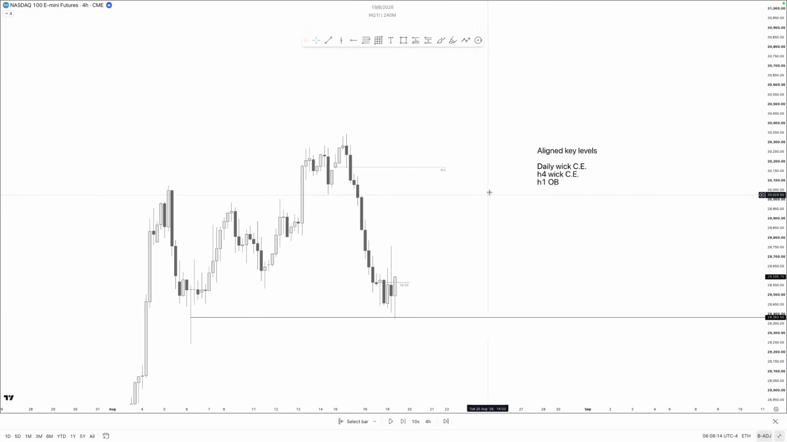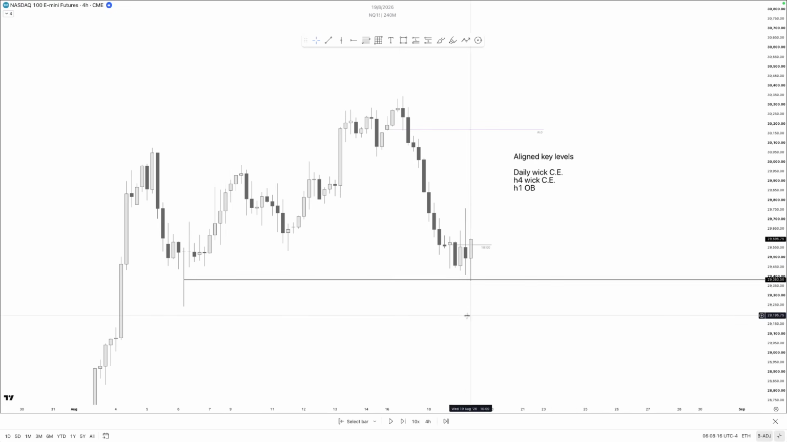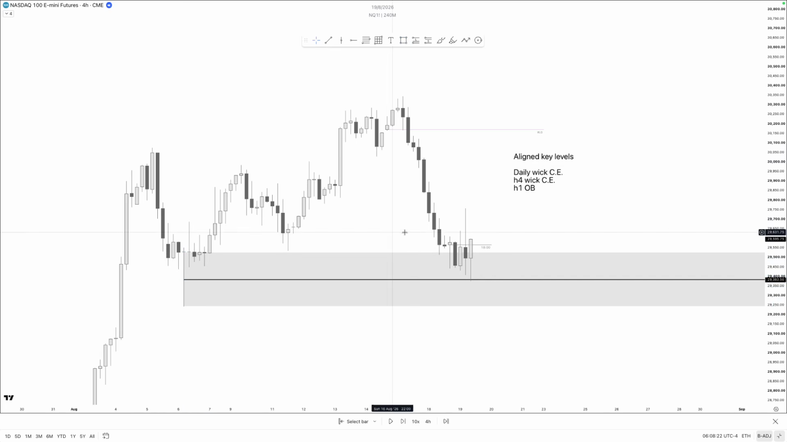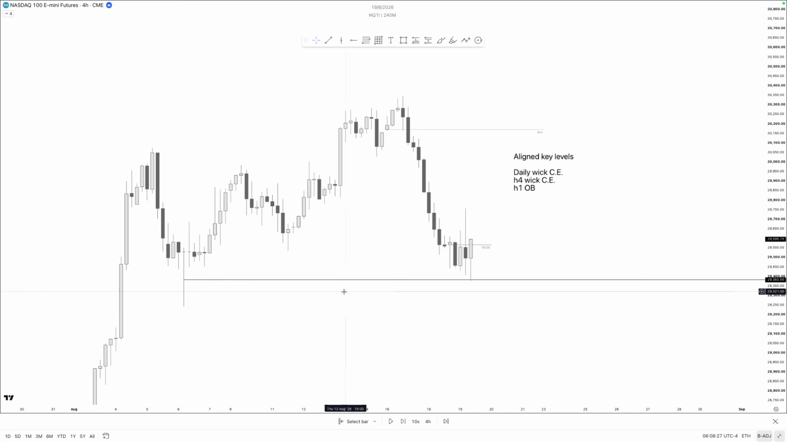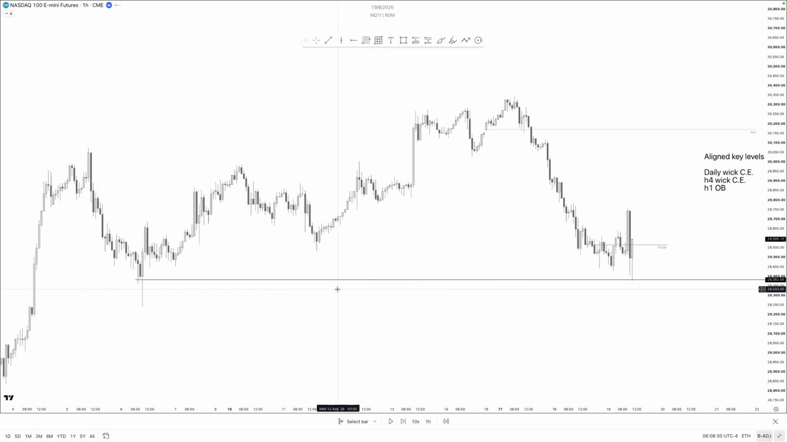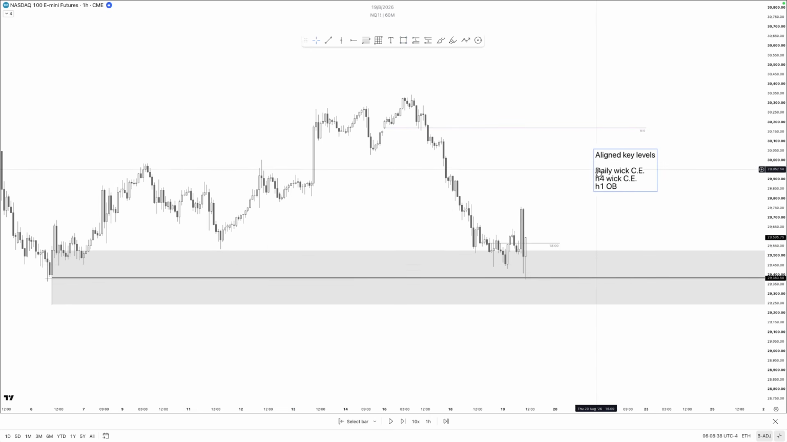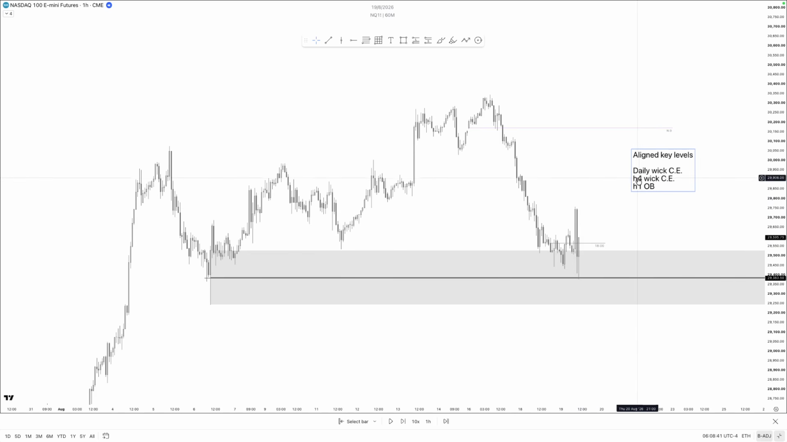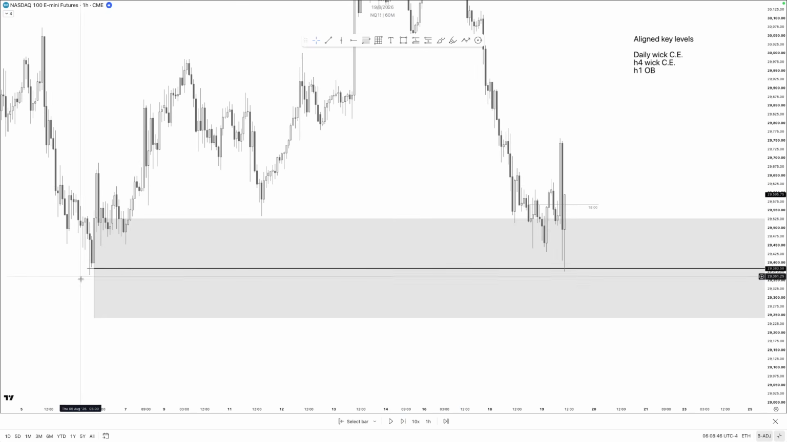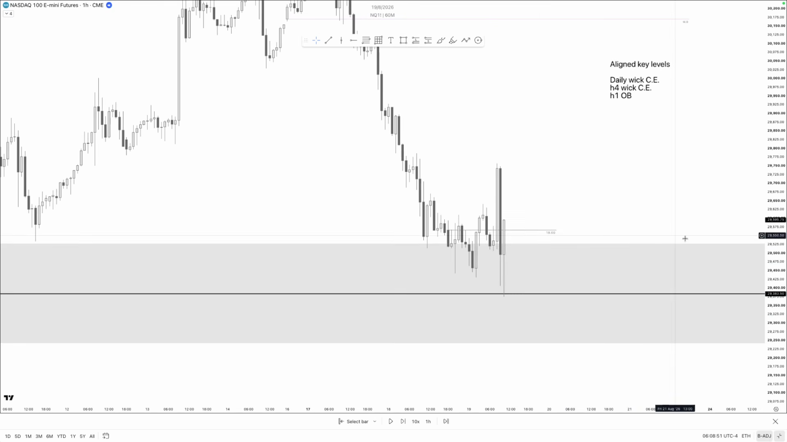If we move to the 4 hour, we can see something relevant as well. We can refine that daily wick to this 4 hour wick inside here, both of which we have the CE, which is the 50% level of both of those wicks. And then thirdly, we have this hourly OB, which is also perfectly aligned with the CE of this as well. So daily wick, 50% level of that, 4 hour wick, the 50% level of that, and the hourly OB, the 50% level of that, all aligned perfectly to trade as a level away from low of day, right?